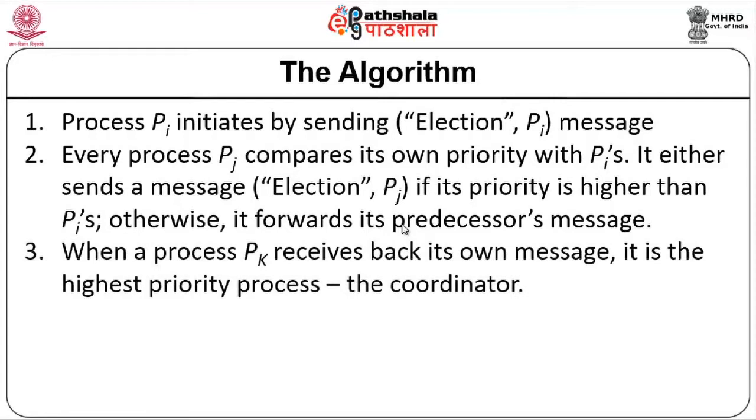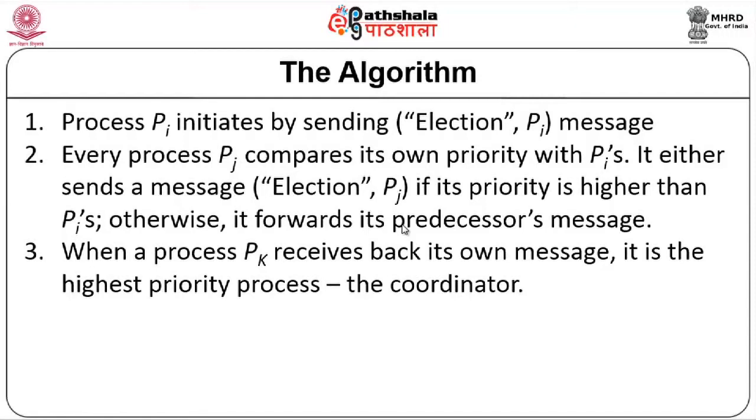The third step of the algorithm says that when a process Pk receives back its own message, it means: I received an election comma x message from my earlier node, and having my ID greater, I changed it to election comma my own ID and communicated it to the next node on my out channel. If all the rest of the nodes through which this message passes have IDs smaller than my ID, then what will happen? I will receive back the message saying election comma my own ID.